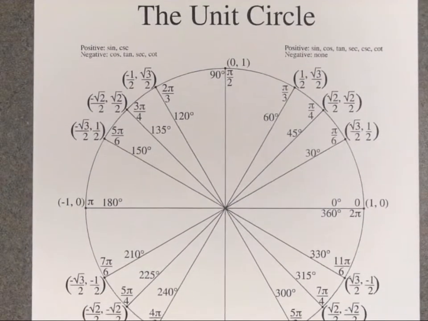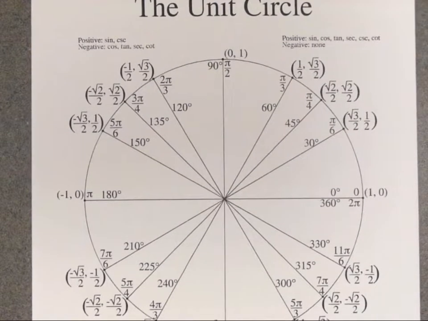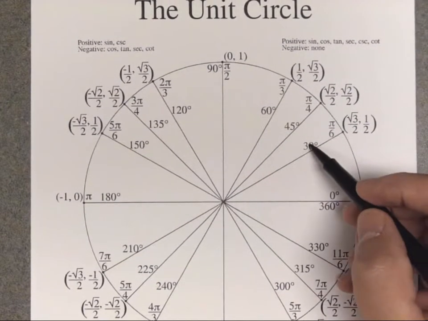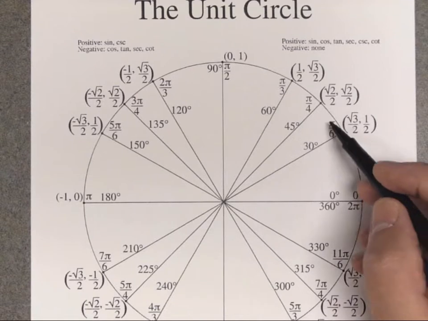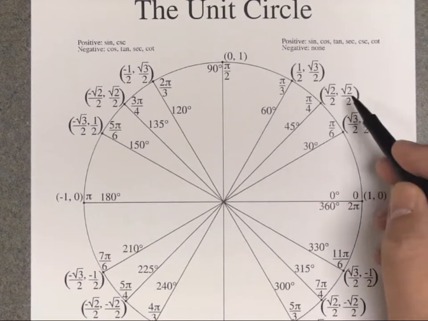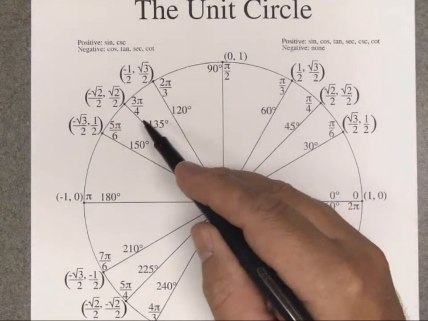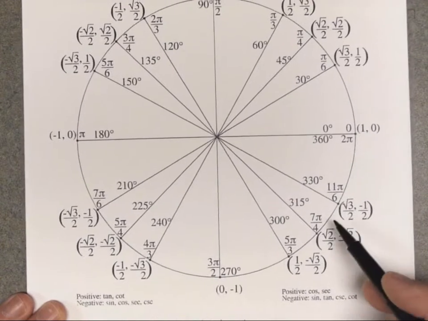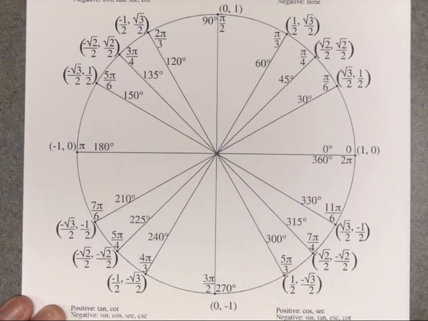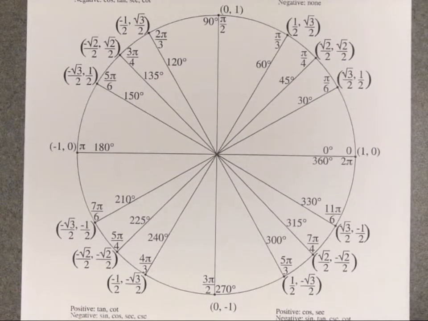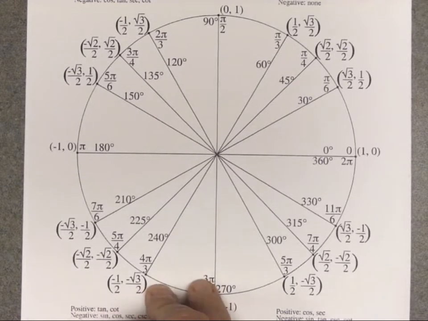and I will send you the link to this so you can print it out. So you notice here are all your angles in degrees, your angles in radians, and the x and the y of each point, all the way around the unit circle. Now another reason why the unit circle is very helpful is because you will then also have problems like this.